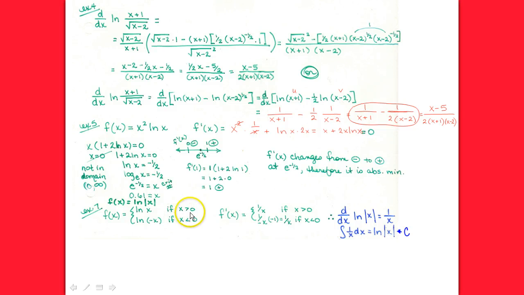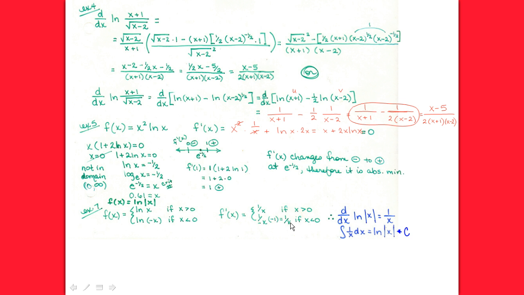So if x is greater than 0, I'm taking the derivative of ln x. So that would be 1 over x when x is greater than 0. If x is less than 0, I'm taking the derivative of ln of negative x. So derivative of ln u, remember we get 1 over u times the derivative of u. So that would be 1 over negative x times the derivative of negative x, which is negative 1. So 1 over negative x times negative 1 is going to give us 1 over x.